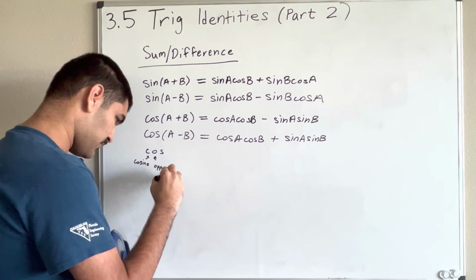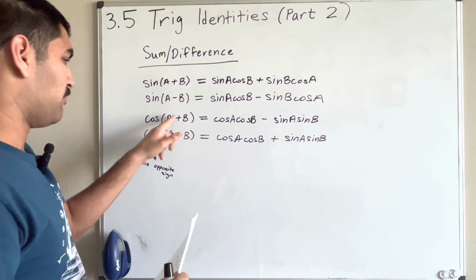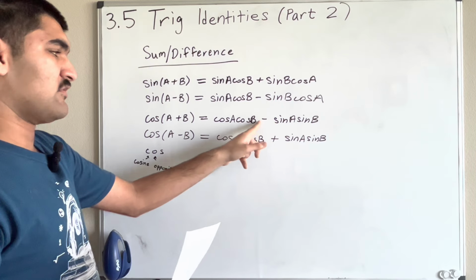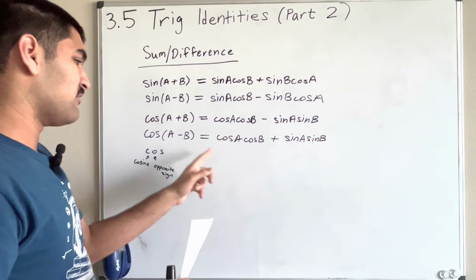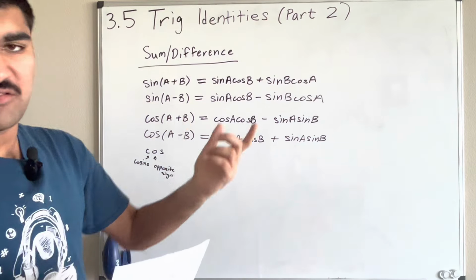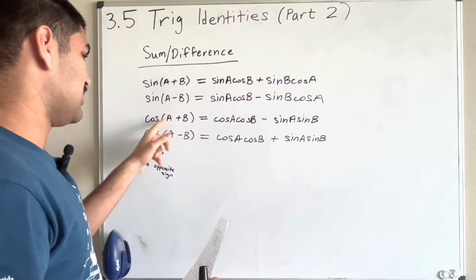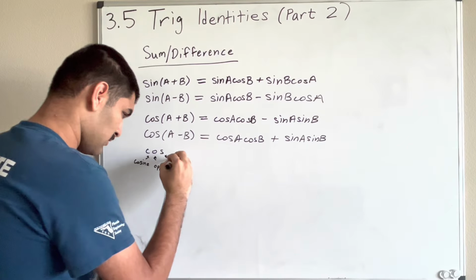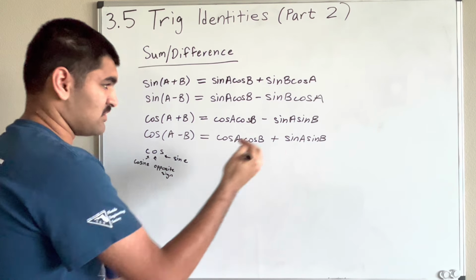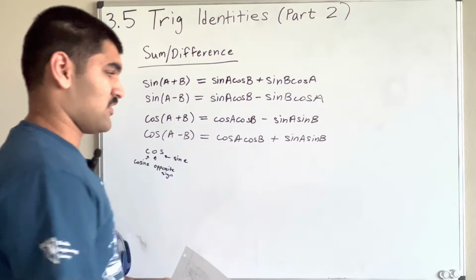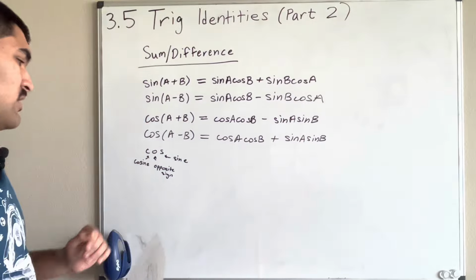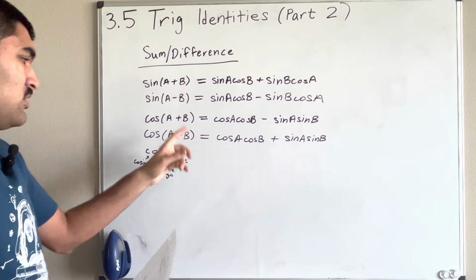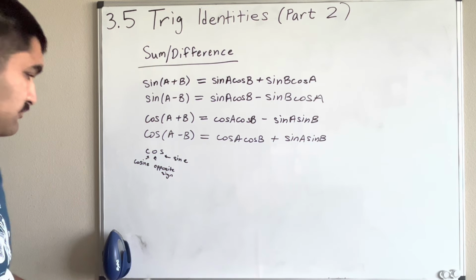So essentially, if you have cosine of a plus b, then it's going to be minus. If you have cosine a minus b, then it's going to be plus. So it's the opposite sign of whatever it originally was. All right. And then the S means sine. So you're basically ending with the two sine terms together. So that's a pretty nice way that you can remember the cosine sum difference identities.